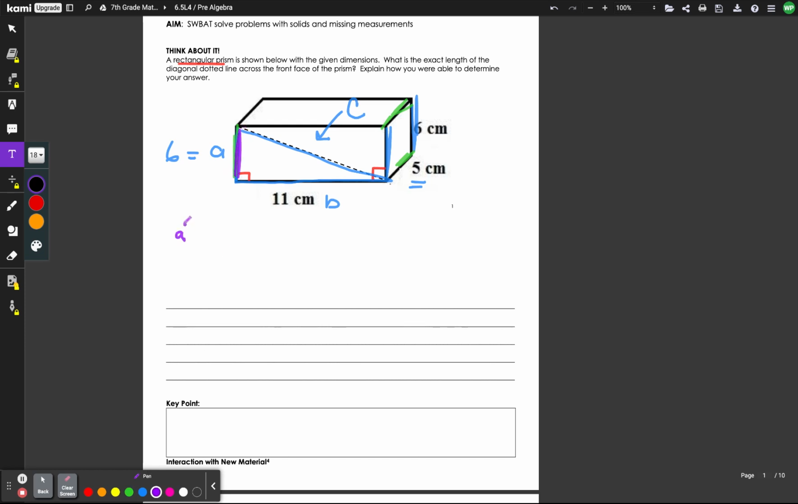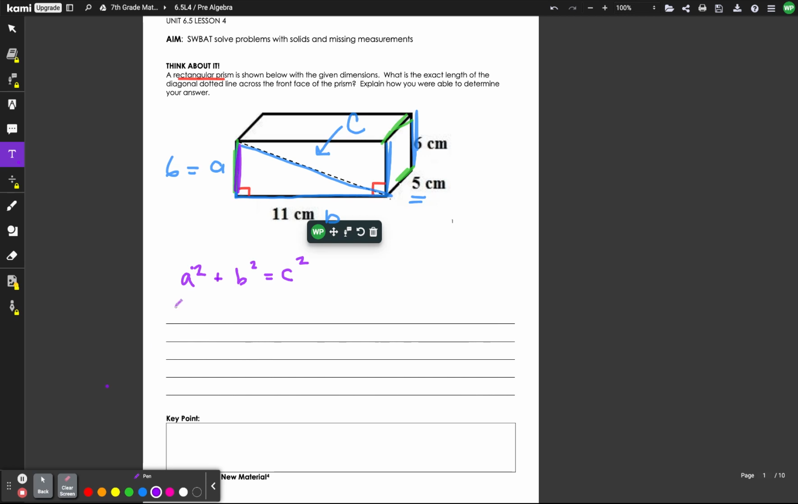So A squared, we should always be writing this down, plus B squared is equal to C squared. And now we just want to substitute. A squared is equal to 6 squared. B squared is equal to 11 squared. And that's going to be equal to our hypotenuse, which is C squared. When we find the sum of A squared and B squared, that's equal to 157. So C squared is equal to 157.